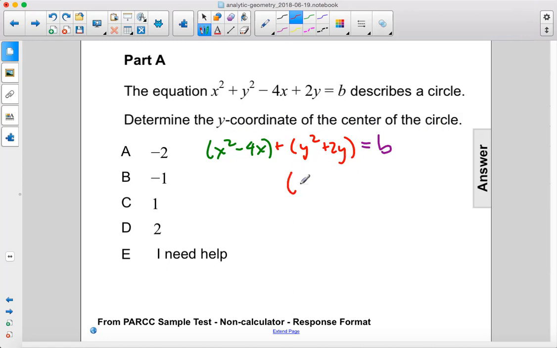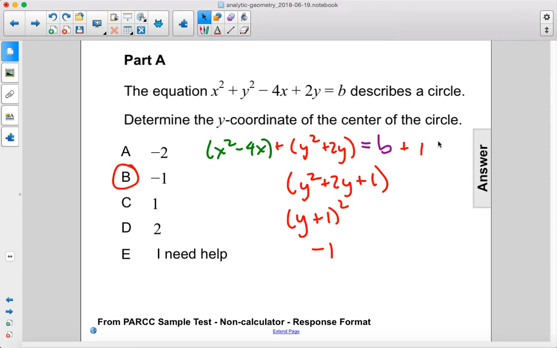So let's complete this square. y squared plus 2y plus 2 divided by 2 is 1. 1 squared is 1. So we're also going to add 1 to the right side. But if we simplify this, we get y plus 1 squared. Therefore, the k value is negative 1. So the answer is B.